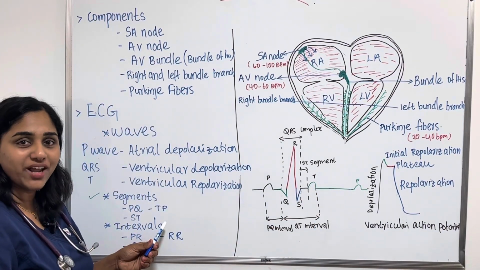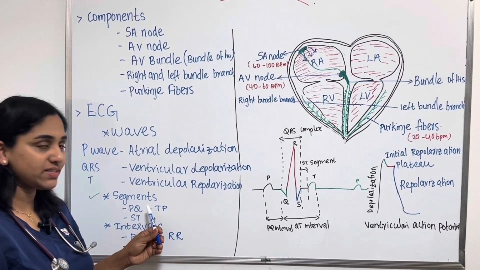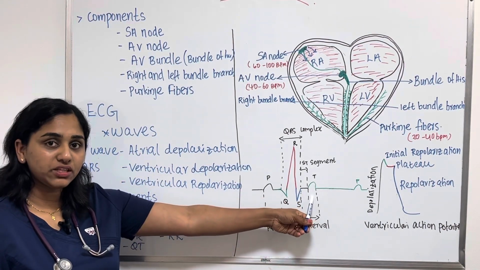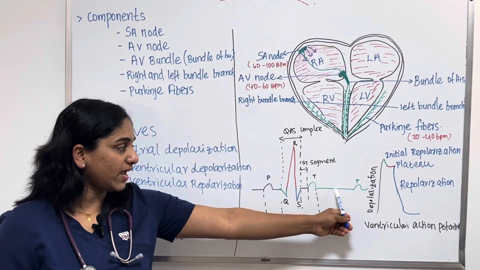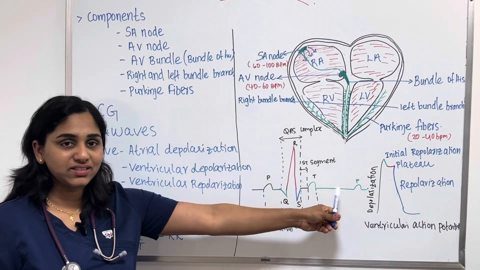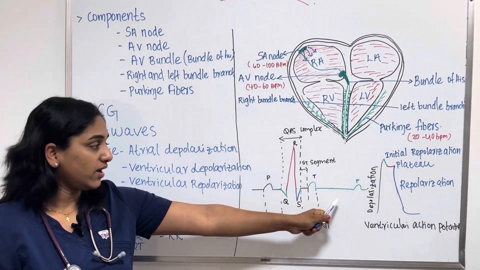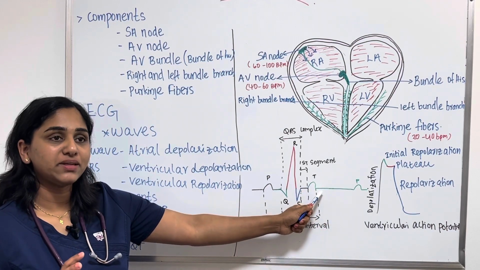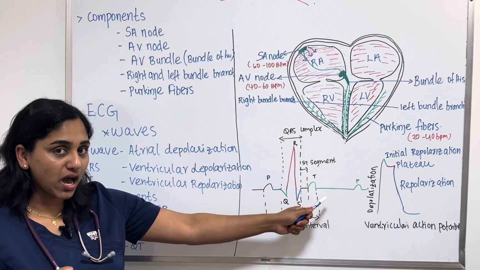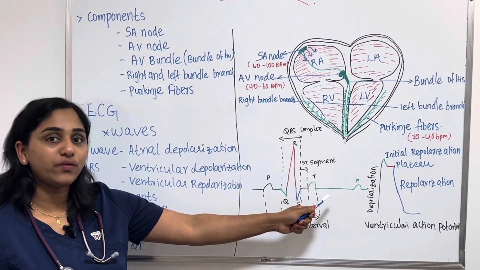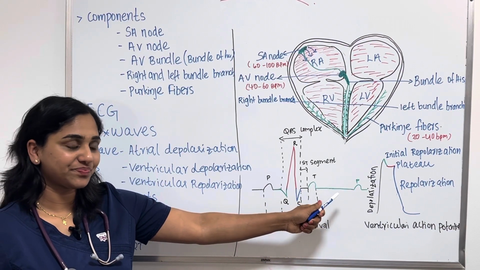Okay, next another segment that is called TP segment. It's from the end of the T wave to the beginning of the P wave. Actually, the time in this segment is where the heart muscle is electrically silent. Okay, usually it slows down, especially in case of acute pericarditis.